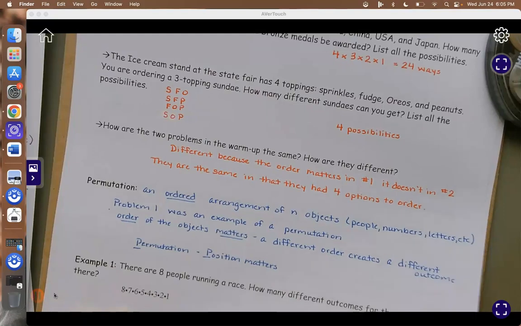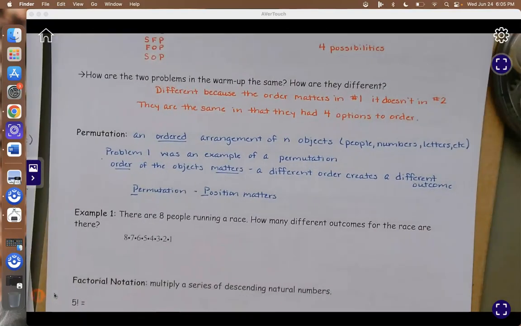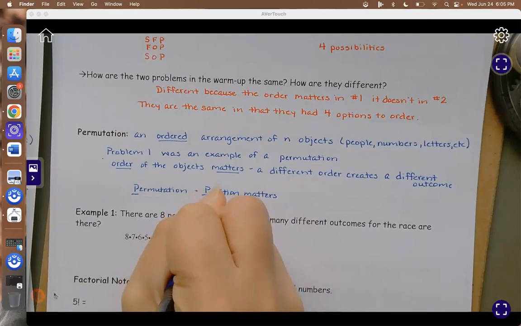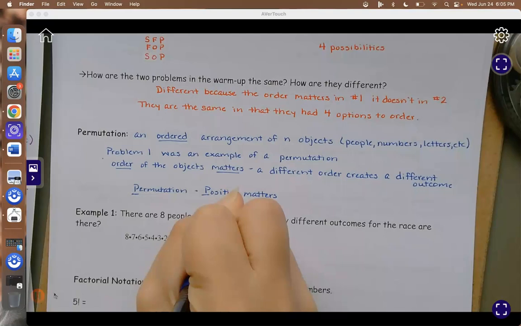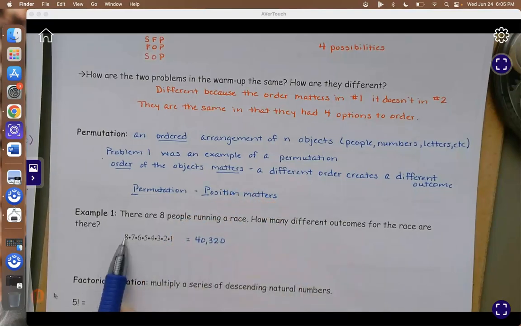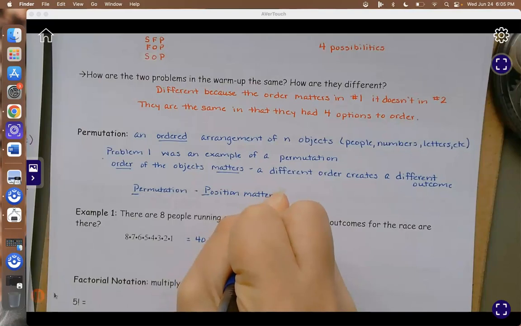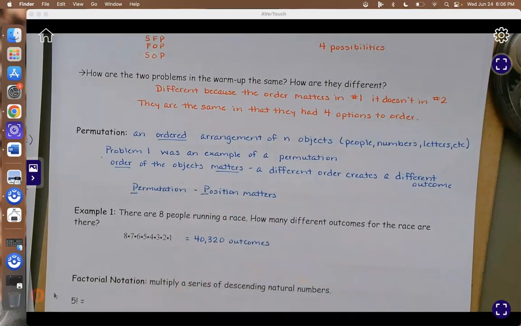There are 8 people running a race. How many different outcomes for the race are there? So we would do 8 times 7 times 6 times 5 times 4 times 3 times 2 times 1. Okay, and that's going to be 40,320 because you have the first person to cross the line, and after that you have 7 people left. Then that person crosses, you have 6 people left, then 5, then 4, so on and so forth. And when you're running a race, the order in which you finish is important. So there will be 40,320 outcomes.